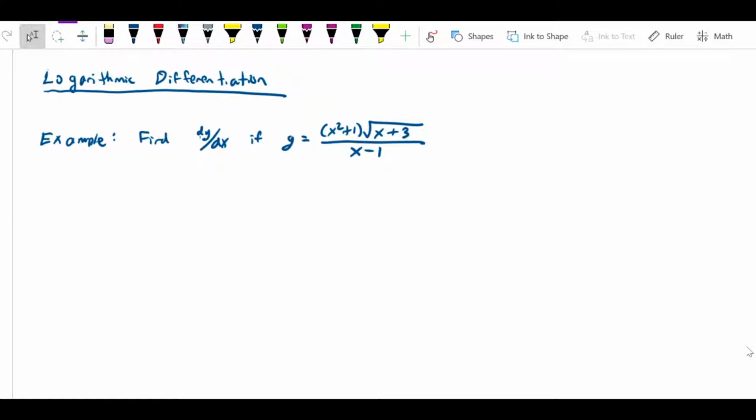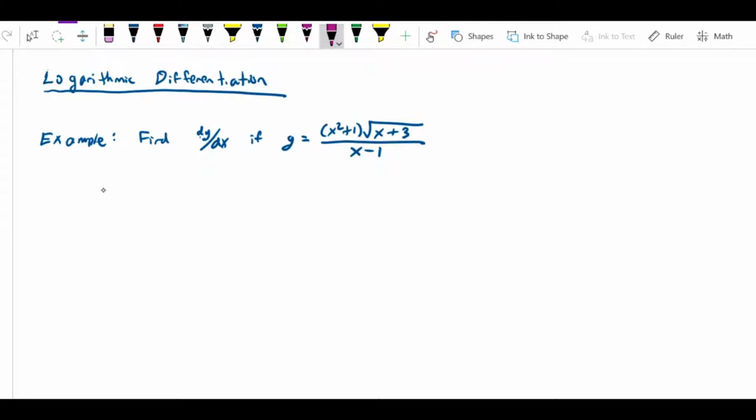This would be a complete mess to evaluate if we had to do it using the various rules that we know. If you look at what we have, we've got x plus 3 wrapped inside a square root sign, so that's a chain rule problem. We also have that function multiplied by x squared plus 1, so there's a product rule, and the whole thing is divided by x minus 1, so there's a quotient rule. This would be very, very messy to evaluate directly using the rules that we know. So there's a way that you can use logarithms to do this, and it's called logarithmic differentiation. So I'll show you what we do.